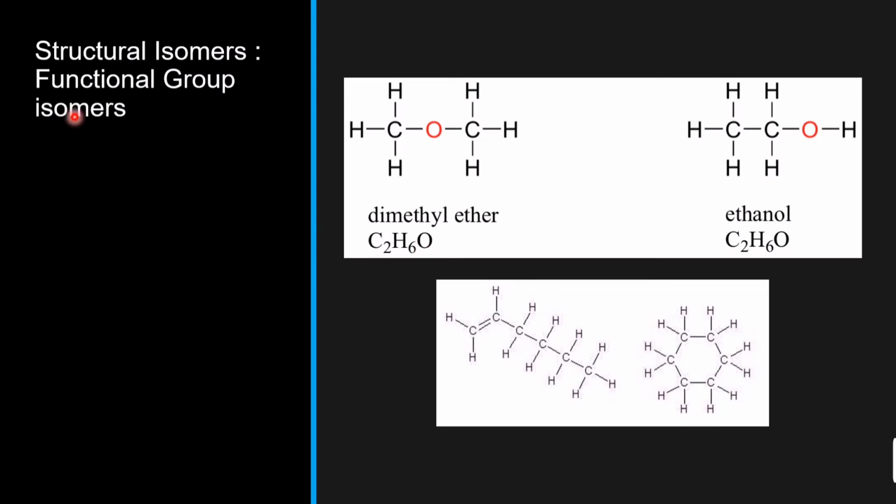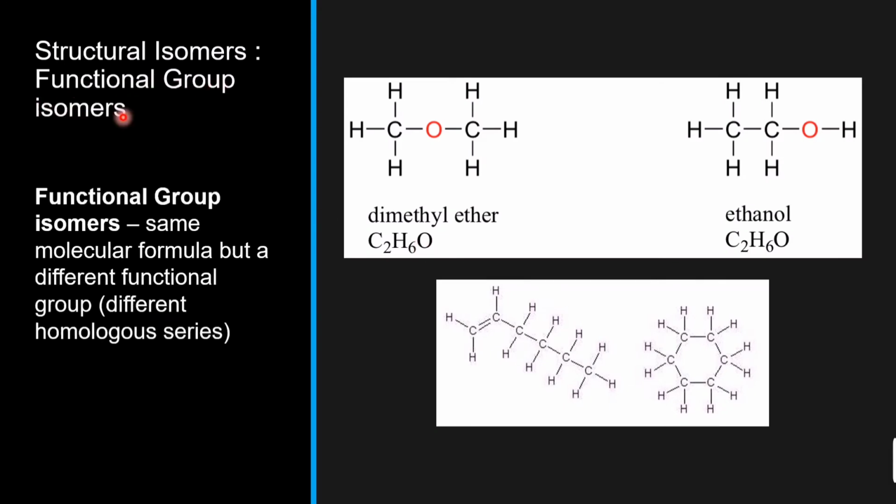And our last type of structural isomer is functional group isomers. Functional group isomers are isomers that have the same molecular formula but a different functional group. And this means that they belong to different homologous series. So if you can see here in our example, we have the same molecular formula in both of these molecules, the same number and type of atoms. But in this group, we have an ether functional group. And in this one, we have a hydroxyl, an alcohol functional group.